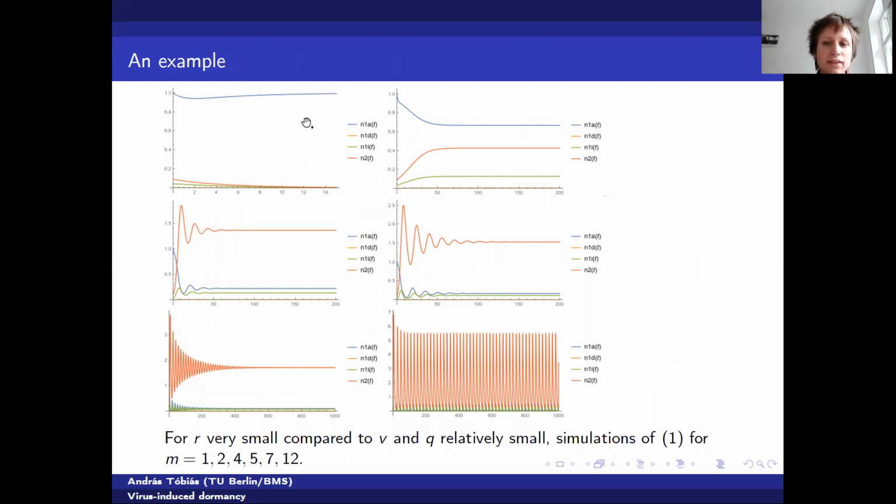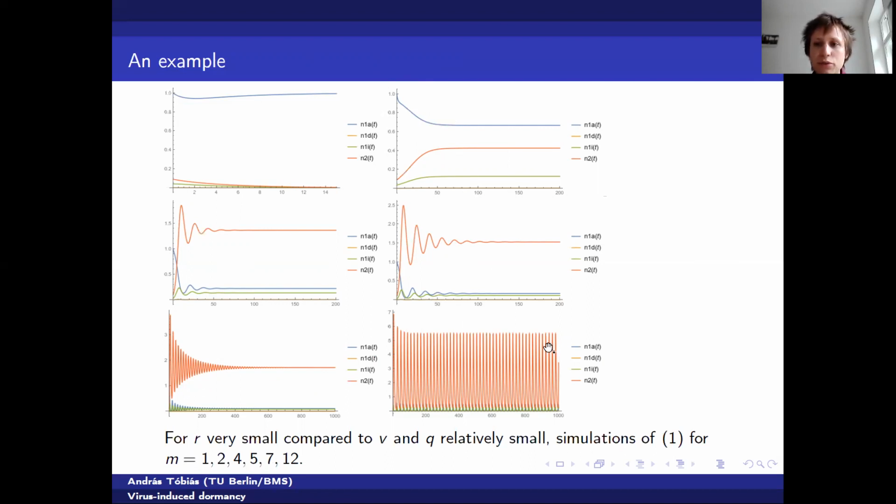If m is equal to 1, then virus reproduction is too bad, and therefore there's no coexistence. The epidemic dies out rapidly. If m is equal to 2, 4, 5, or 7, then we have stable coexistence, but we see that for m equals 2, we have a monotone behavior, coordinate-wise monotone, and then we have an oscillatory convergence to stable coexistence with higher and higher amplitudes.